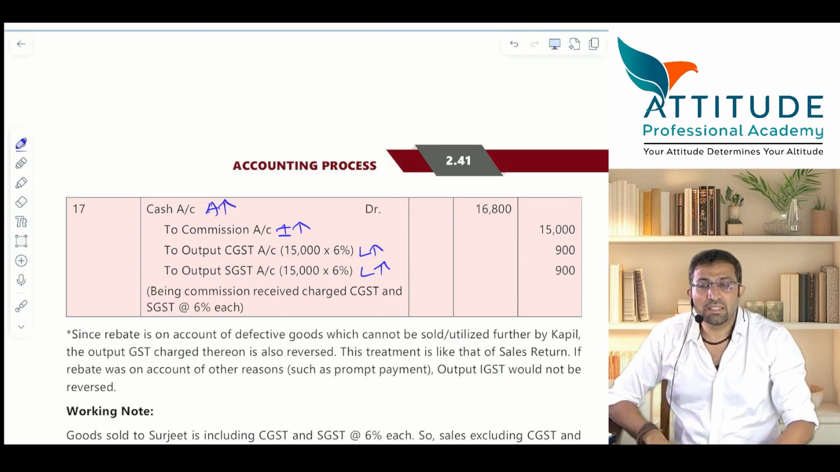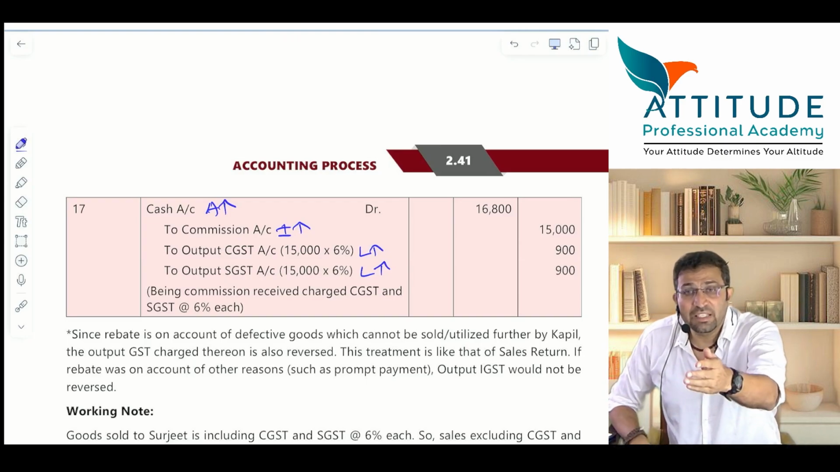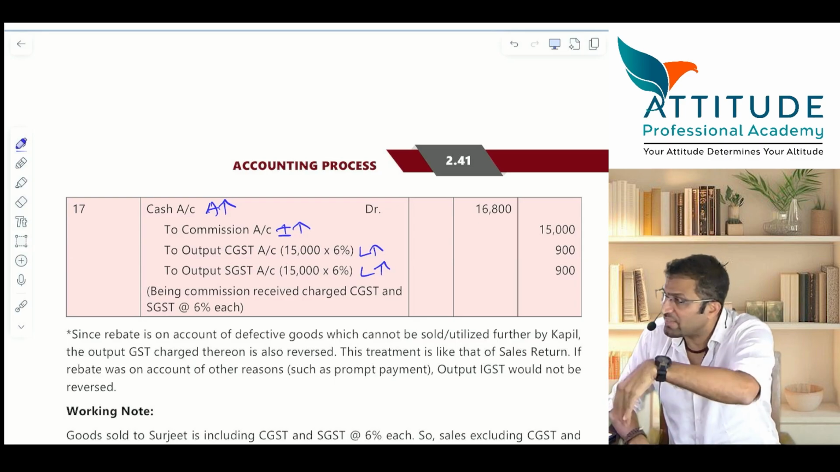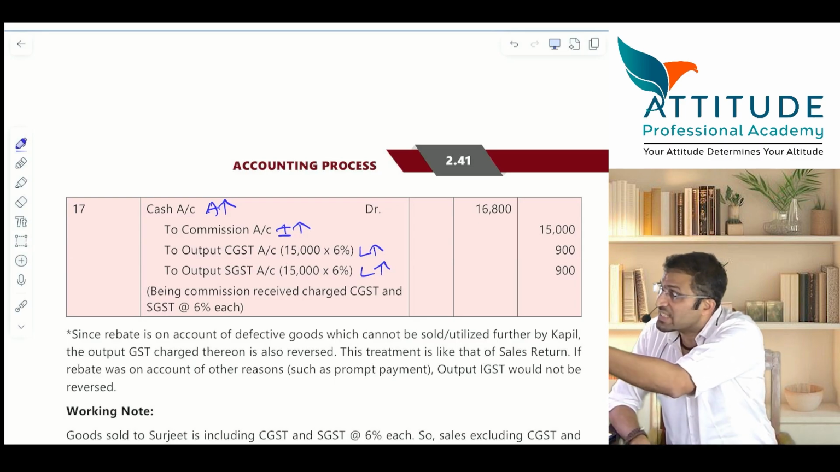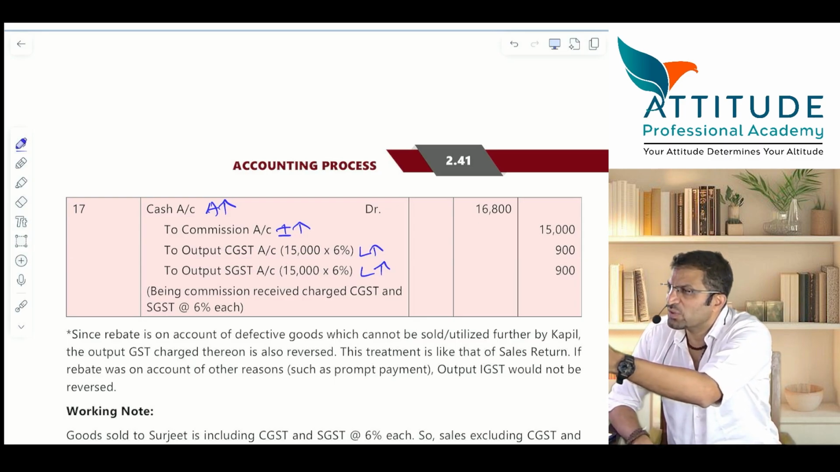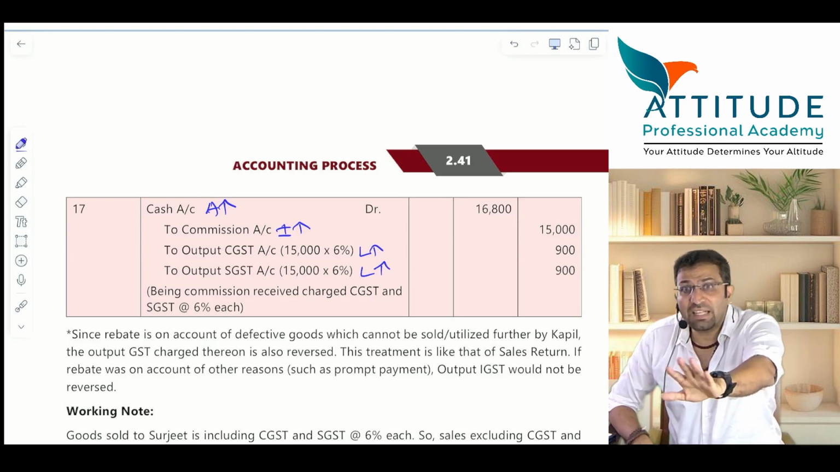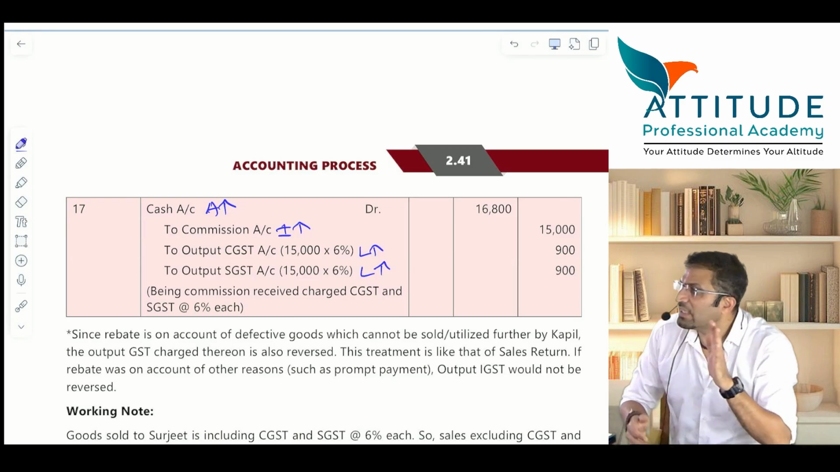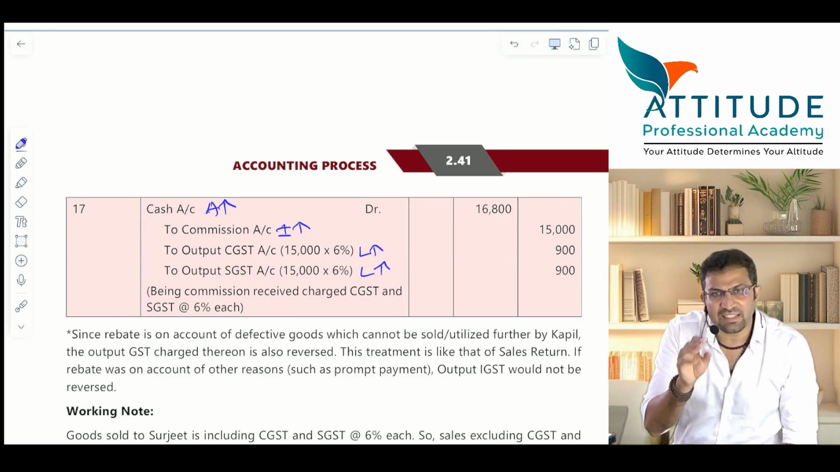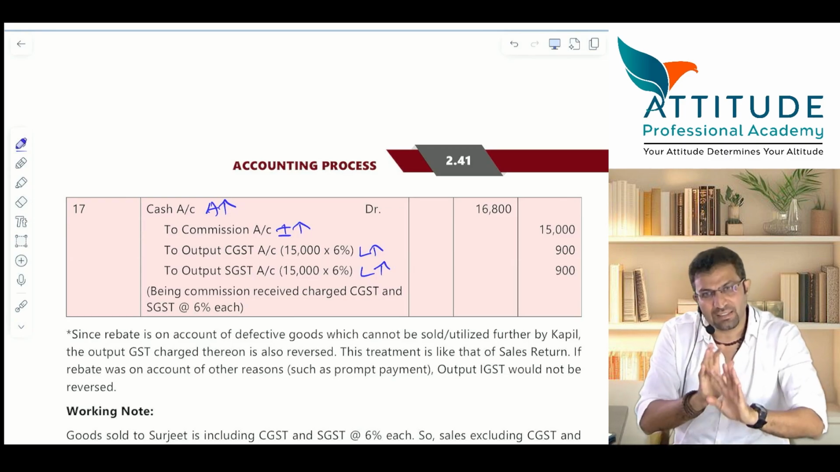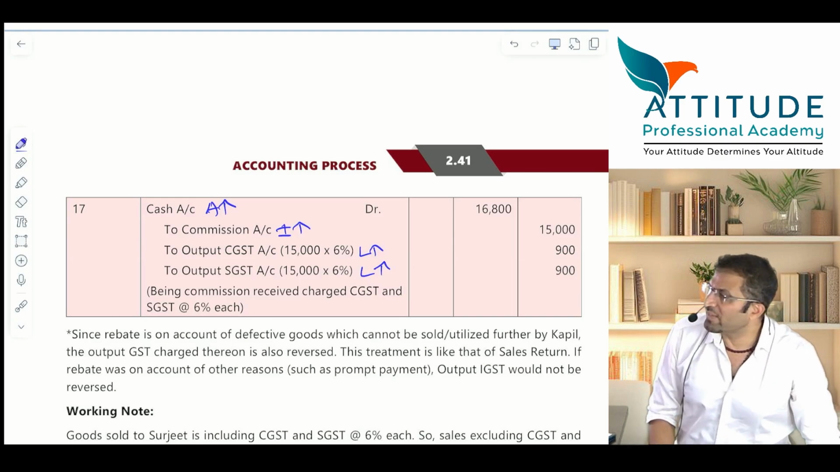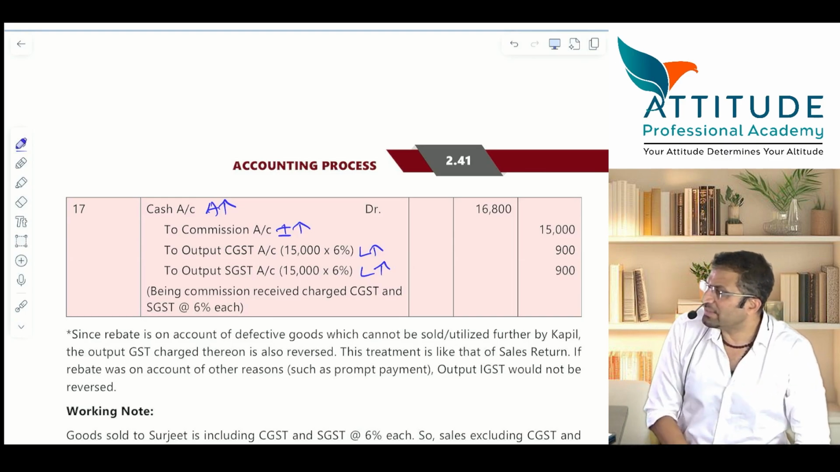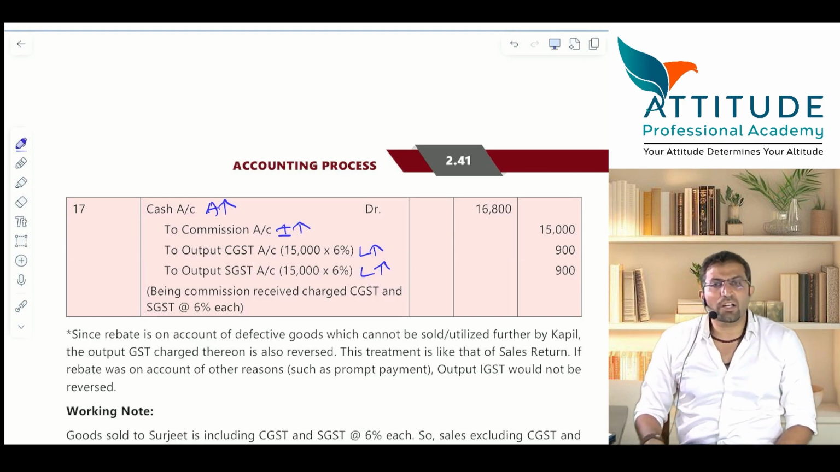Brother, rebate is for defective goods. If you receive cash discount, you do not have to reverse. Because there is a cash discount you have given, no? I think to Surjeet. There we have not reversed the input output GST. Is that clear? Understood? Only if it is a rebate, defective, like sales return, then reverse. Otherwise do not reverse. Is that clear? Got it? All of you understood, guys?